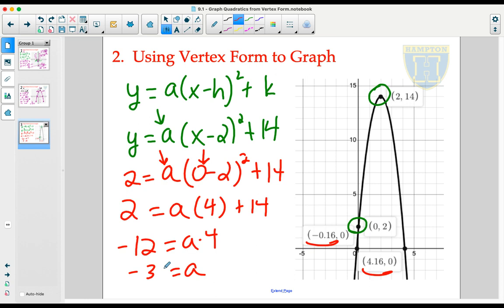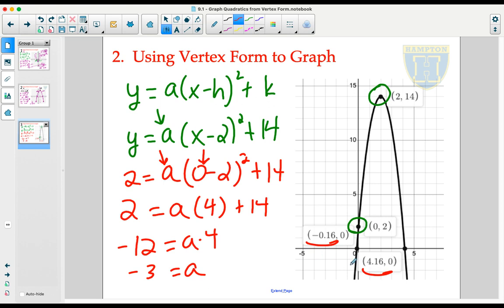I probably could have seen from the beginning that it needed to be a number with an absolute value greater than 1, because this thing looks a lot steeper than a normal parabola. The rate of growth is more significant in this one than we typically see in a parabola. So I had a suspicion that it was going to be a number that had an absolute value greater than 1. I don't know that until I'm done though.